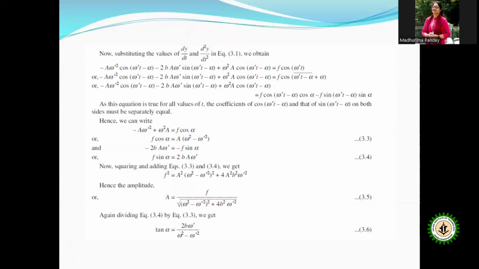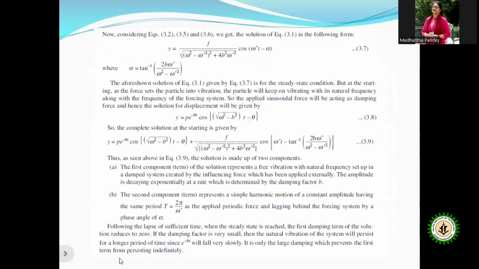And finally, after the calculations, we obtain the result, that is the amplitude part. This is the amplitude for the case of forced oscillations. And when you divide these two expressions, we get tan alpha, that means the phase term. So finally, the complete solution, that means the complementary function plus the particular integral, is this 3.9 expression, the final expression.